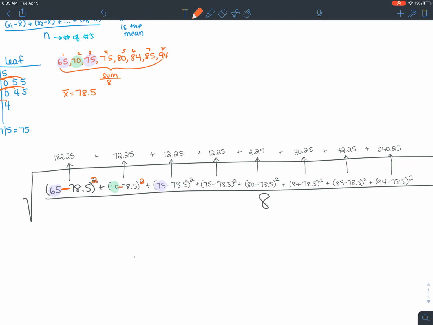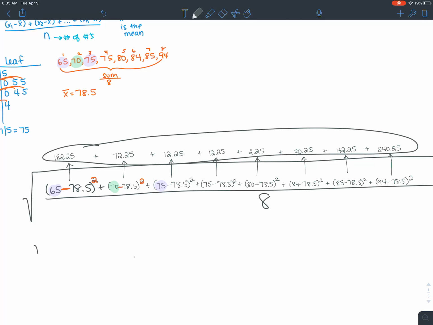When you go to actually calculate this, and you add all of these numbers up, we get the square root of 594 divided by 8. Then we need to divide 594 by 8, which is the square root of 74.25. When we take the square root of that, we get 8.62. We're just going to round it to 8.6. So that is my standard deviation.